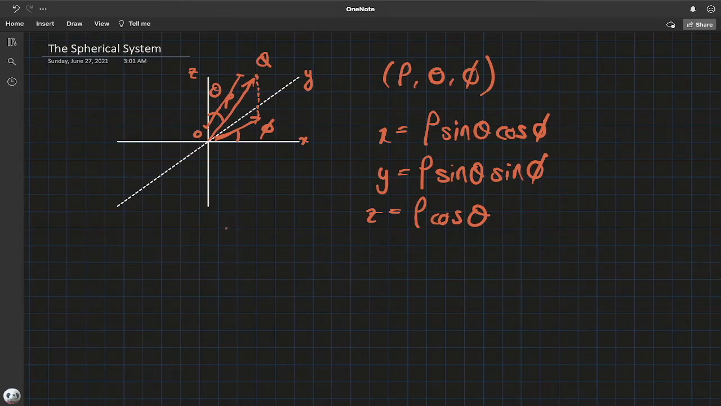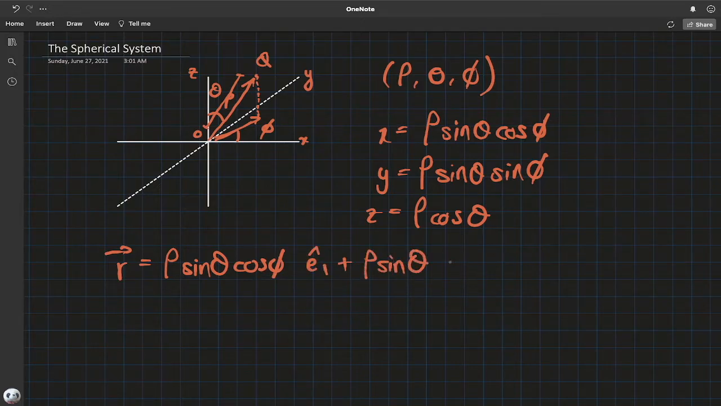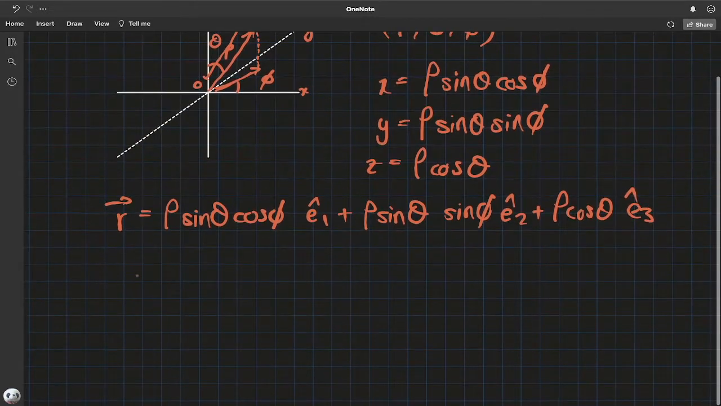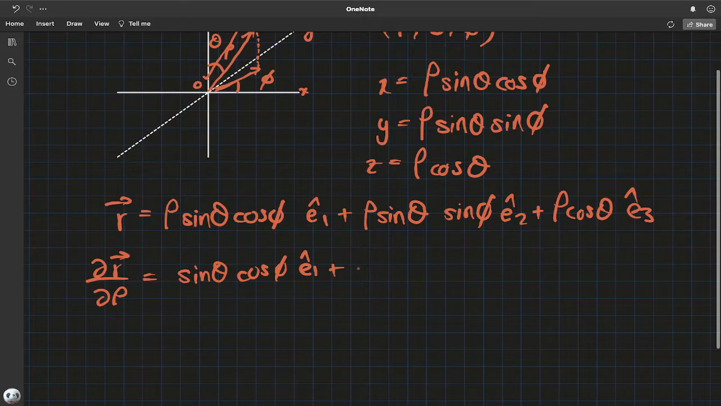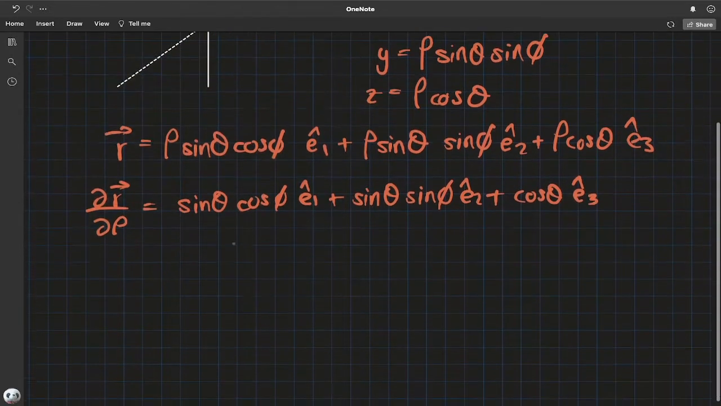So you get this. Now the position vector can be written simply as rho sine theta cosine phi e1 hat plus rho sine theta sine phi e2 hat plus rho cosine theta e3 hat. Now we can find the partial of the position vector with respect to the first free variable rho. You just get sine theta cosine phi e1 hat plus sine theta sine phi e2 hat plus cosine theta e3 hat.